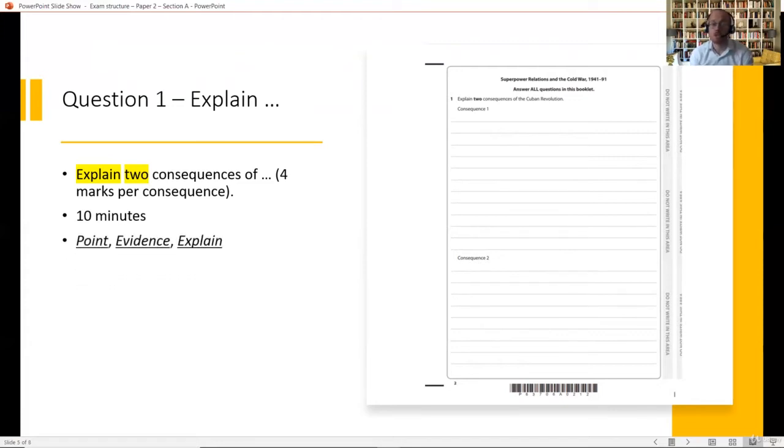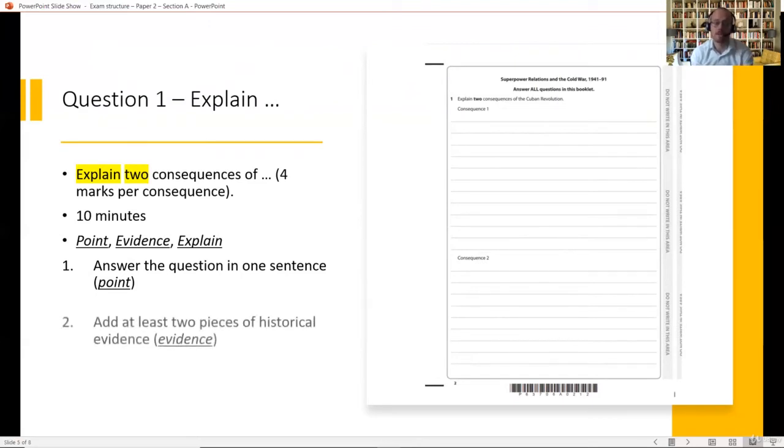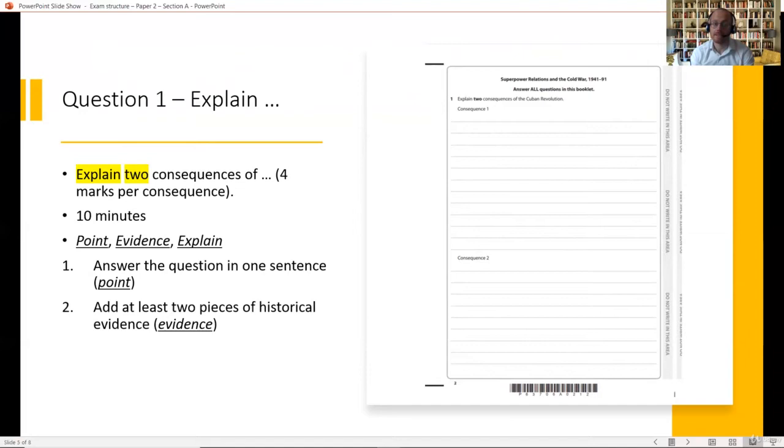A simple structure for this question is point, evidence, explain. I'm sure most students and teachers are aware of this format for answering a question. The first point is you answer the question in one sentence. So the question is explain 2 consequences of the Cuban Revolution. One consequence of the Cuban Revolution: it led to communists coming to power in Cuba. Okay, just answer the question in 1 sentence. Then provide at least 2 bits of historical evidence to back up that point. Okay, provide at least 2 pieces of historical evidence.